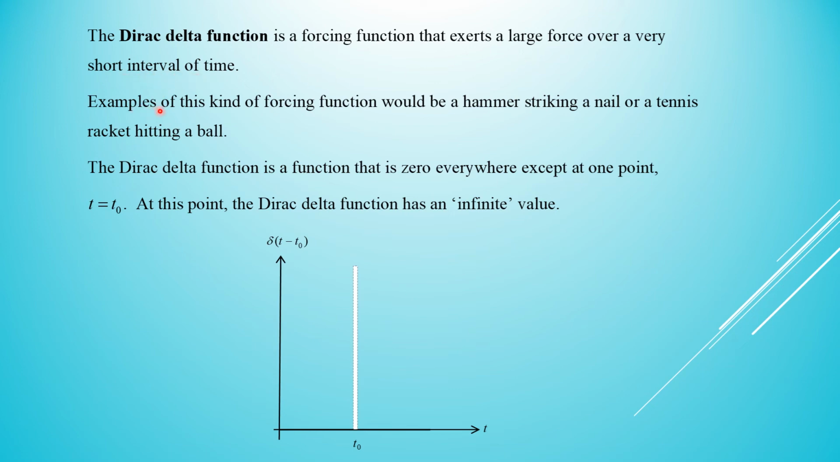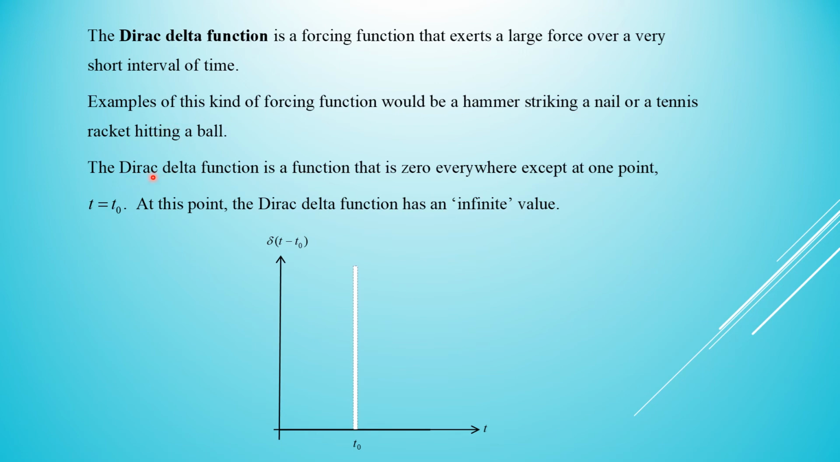For example, let's say we strike a nail with a hammer. So the striking of the nail is considered as a large force because we are exerting a large force onto the nail, and the striking of the nail takes a very short period of time. It may take a split second to strike the nail with the hammer. Okay, so here we're talking about a forcing function that acts over a very short interval of time. A hammer striking a nail. Another example of a forcing function is a tennis racket hitting a ball.